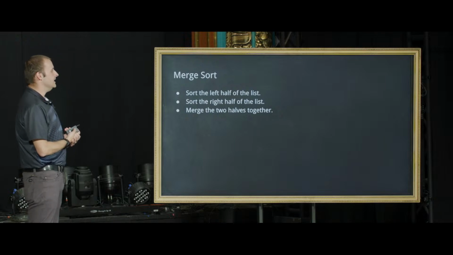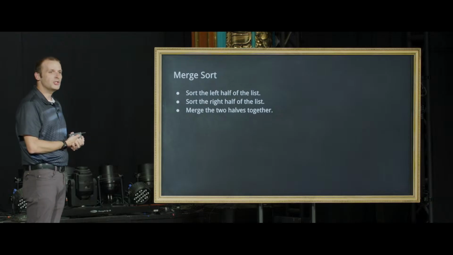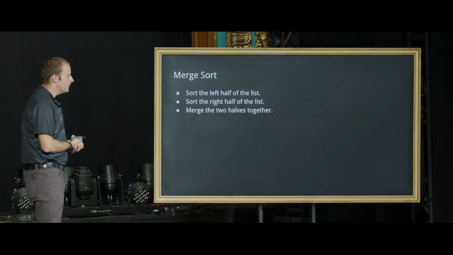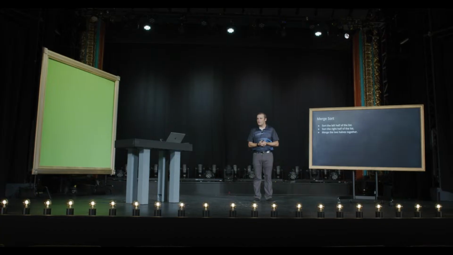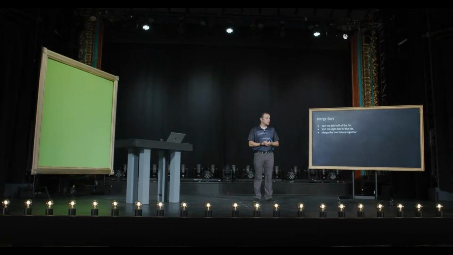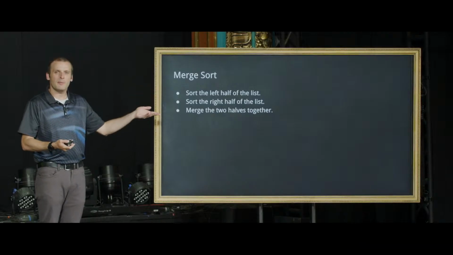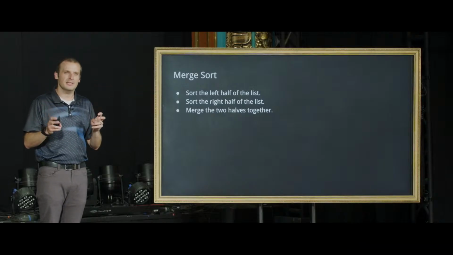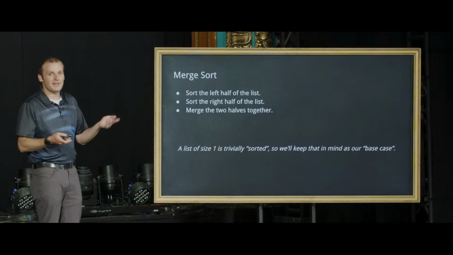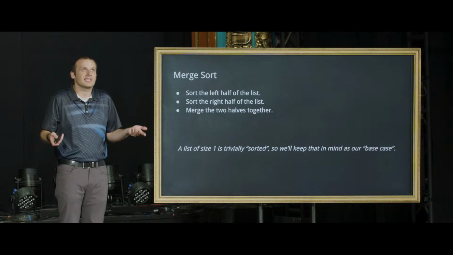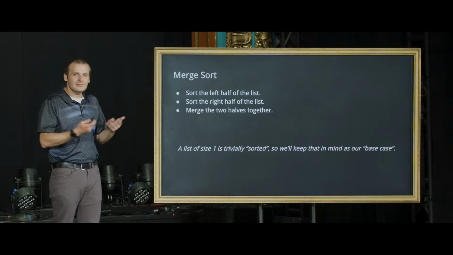Sort the left half of the list, then sort the right half of the list, and then merge the 2 halves together. If you're looking at this and saying, that doesn't seem like you're solving a problem, you're right. This alone, I'm kind of outsourcing the problem: sort the left half of the list. Unless that list is of size 1, which is something I do know how to sort, I guess a list of size 1 is automatically sorted, I don't know what to do.